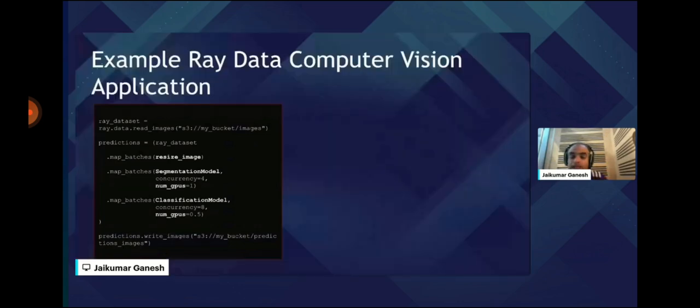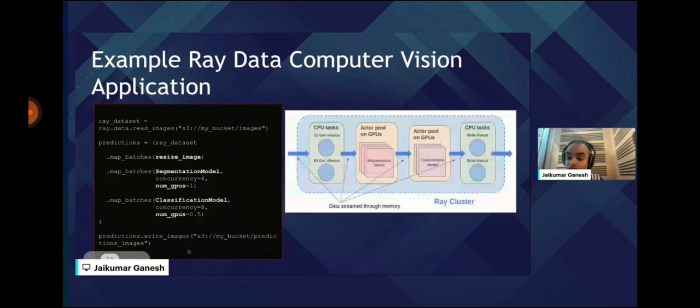So let's take a look at an example computer vision application. Here you're reading images from an S3 bucket. Then you have map batches running across multiple machines for resizing the images. You have two models, a segmentation model and a classification model, each with a different set of GPUs and different set of concurrencies. Then you write images.